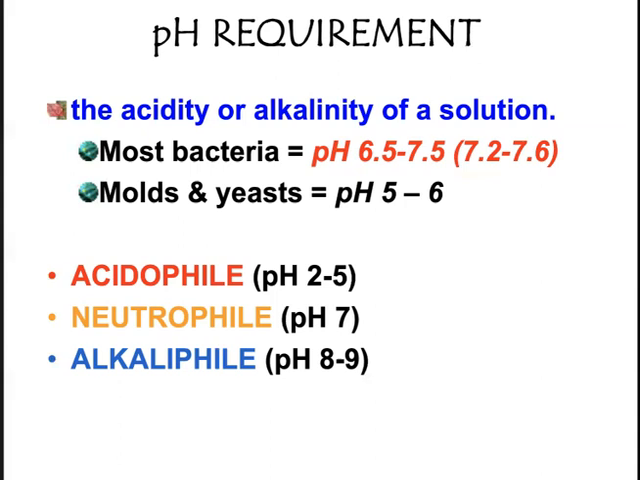Molds and yeast prefer acidic environment. Okay. So pH 5 to 6. So those that prefer the acid environment are called acidophiles. And then those that would require the neutral are called neutrophils, no? And then alkaliphiles naman para sa mga medyo mahilig sa alkaline environment, okay?